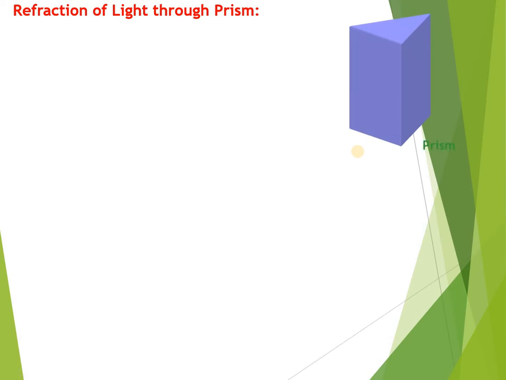Now we need to study the refraction of light through a prism. There you are seeing a prism. It has these two refracting surfaces. Light is incident on the first face and emerges from the second face. This A is the angle of prism.